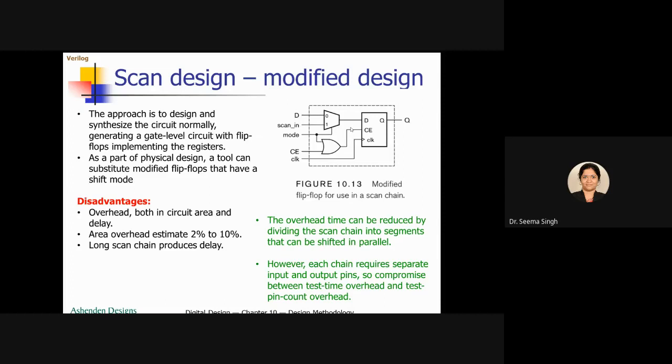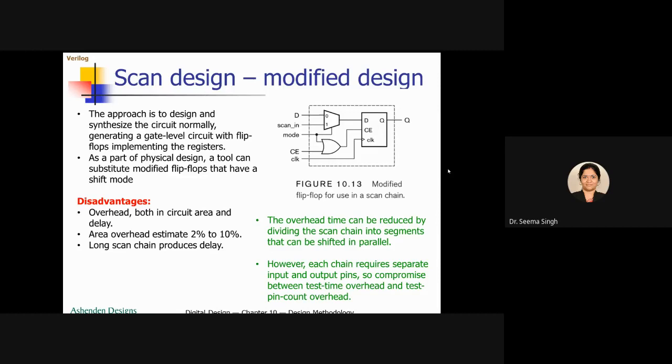Now what is the solution for this? We can't sit with this disadvantage. So what is the solution? The solution is this overhead time can be reduced by dividing the scan chain into different segments, and these segments can be tested in parallel. So this is one of the solutions. The overhead time can be reduced by dividing the scan chain, and each scan chain segment should be testing in parallel.